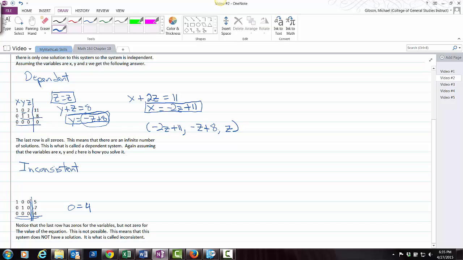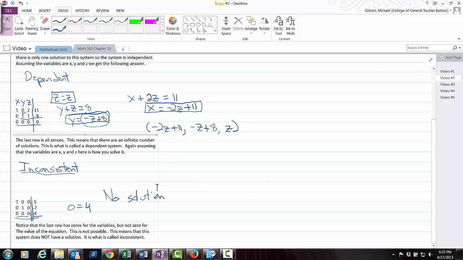That doesn't make any sense, right? 0 does not equal 4. In a way, what this is saying is this system would have a solution if 0 did equal 4, but it doesn't. Anyway, this is what they call inconsistent. So when you see 3 zeros in your equation side, and then something that's not 0 on your constant side, that means no solution.